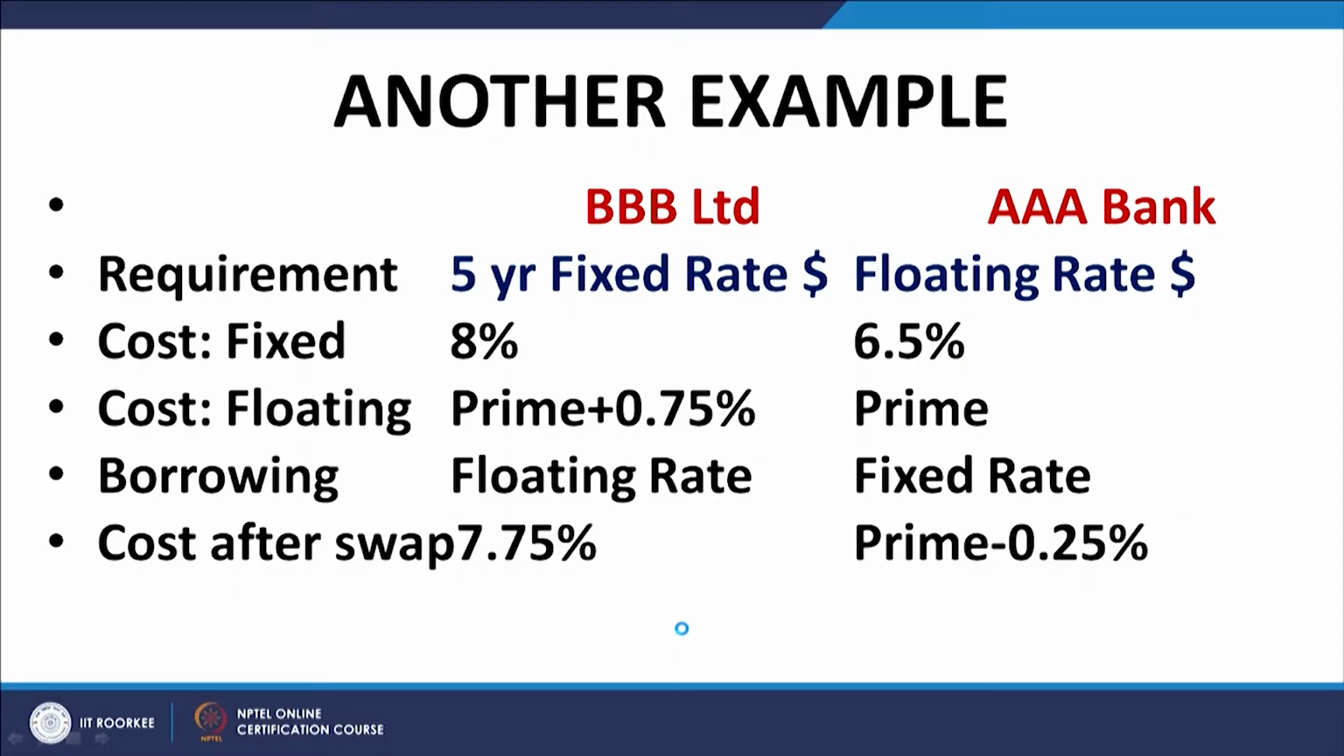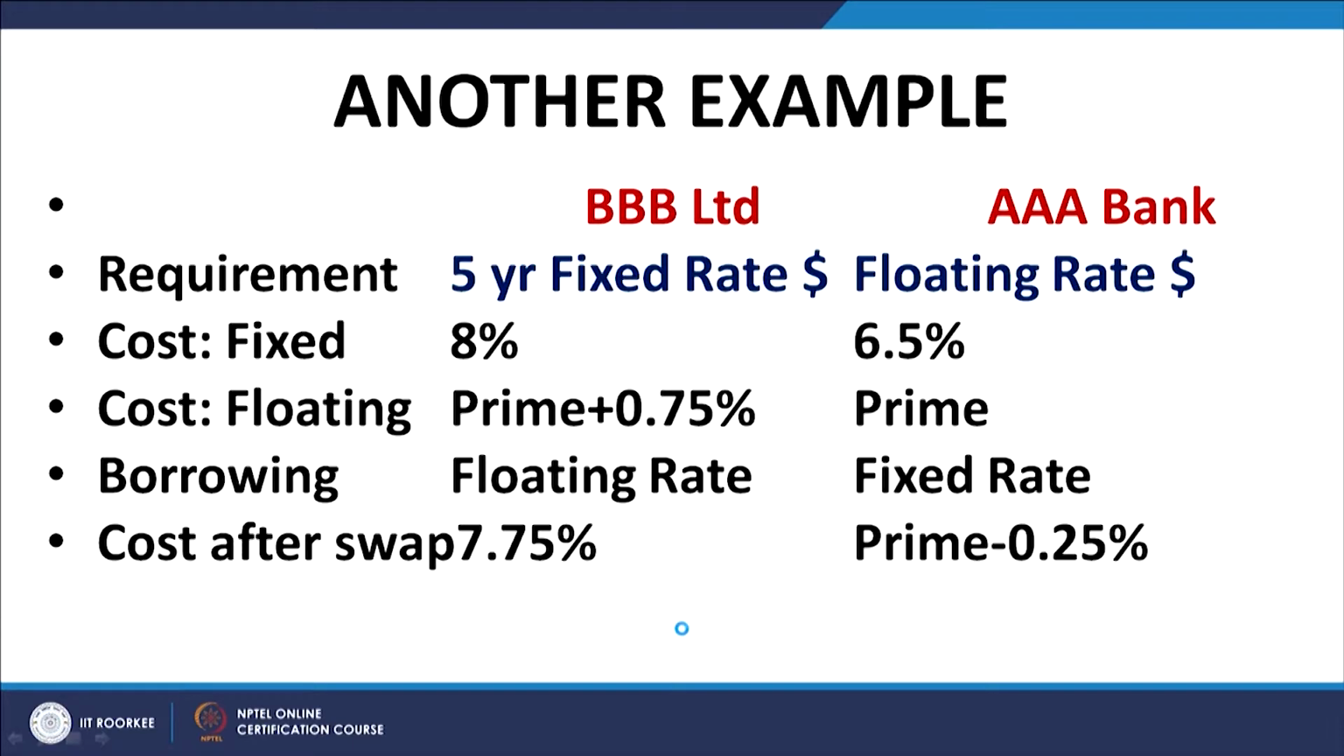Now, another example, this is probably far more instructive. We have got two institutions. One is a company, BBB Limited. The names have a significance, we will come back to it. The other is a bank, AAA Limited. Both are in requirement of funds. BBB Limited requires 5-year fixed rate dollar funding, and AAA Bank requires floating rate dollar funding.